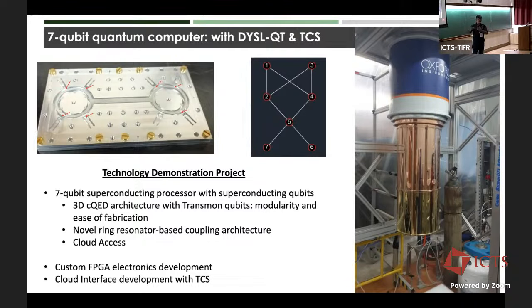So we're hoping that eventually when it's launched, everyone can log in just like for the IBM system and program it via a web interface, and also maybe even using standard SDKs like Qiskit. And this is the dilution refrigerator where it's going to be coming up.